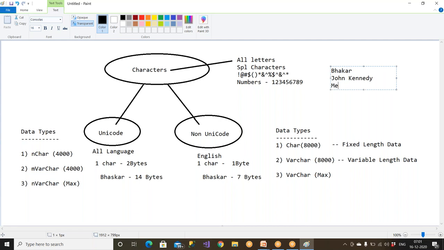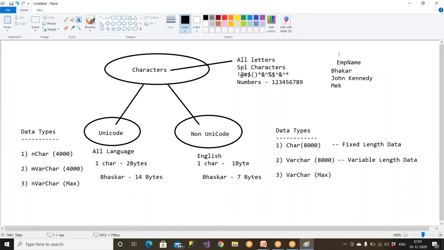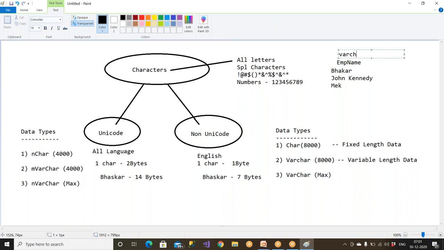Or your name will be Mac. So like that, you may have 3 characters here, more characters here, fewer characters here. Different people will have different names, right? The length of the data is not similar. So this is what we call employee name, or customer name. Customer name is varchar data. Clear? Varchar data can store a maximum of 8,000 letters.